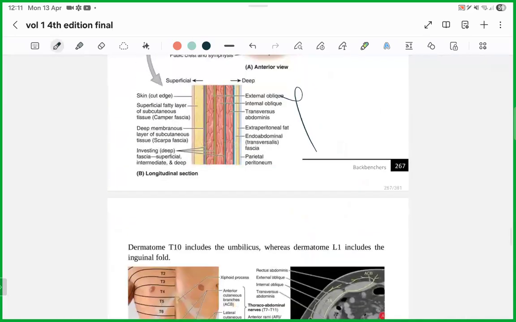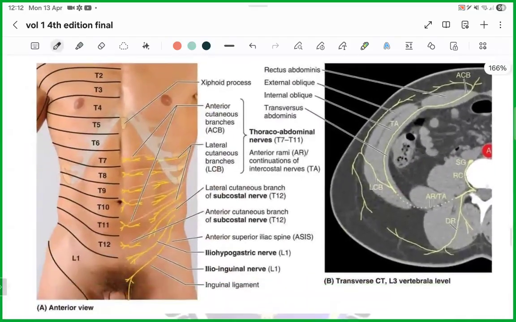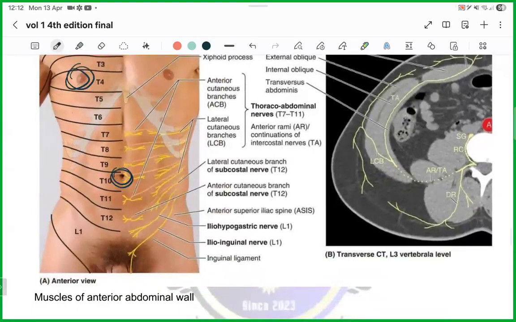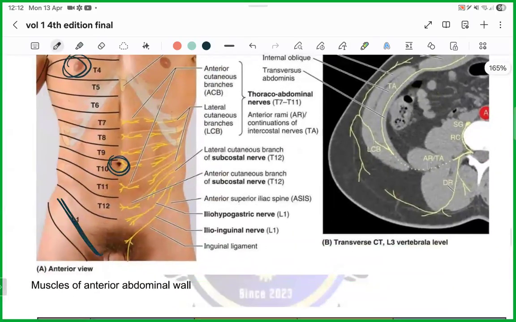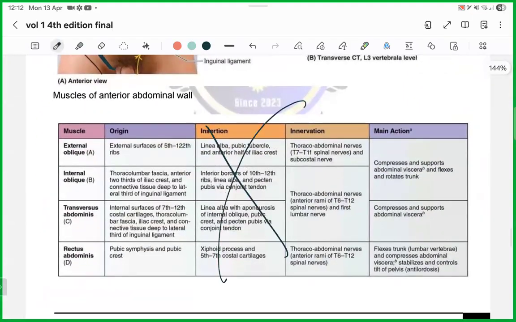Layers are not important right now, they will not ask you. Dermatomes, just remember these dermatomes: nipple T4, umbilicus T10, and inguinal ligament L1. For appendicectomy or other inguinal ligament surgery, we need to block from T12. So these are the questions they will ask you.